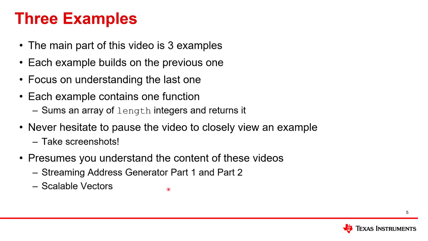Among the presumptions that I'm making as I'm going through these examples is that I presume you understand the content of these earlier videos in the C7000 compiler video series, and their titles are Streaming Address Generator Part 1 and Part 2, and Scalable Vectors.